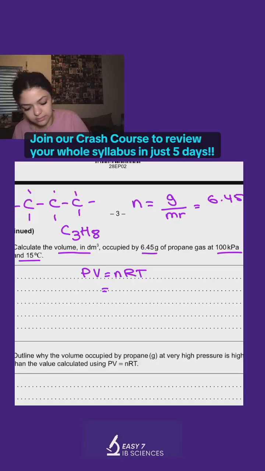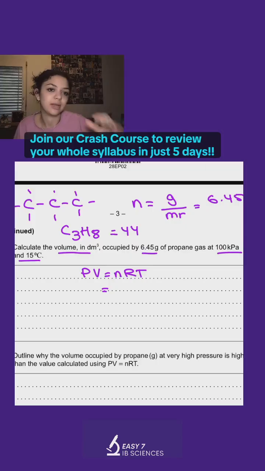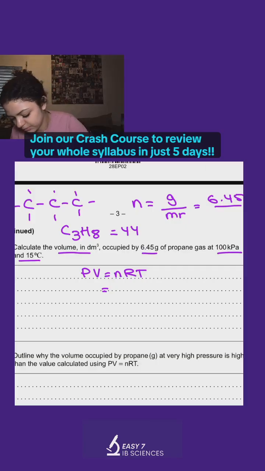36 plus 8 is going to give me 44. So I know my molar mass is around 44. I'm not using the decimal places. In your exam, please use the decimal places. 6.45 divided by 44 gives you roughly 0.15 moles.